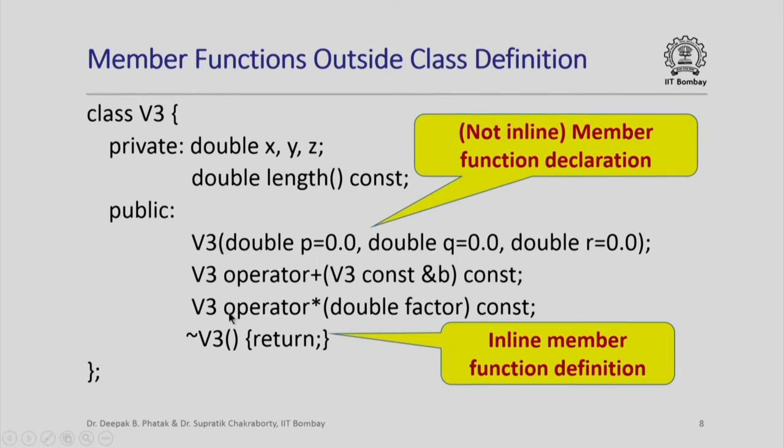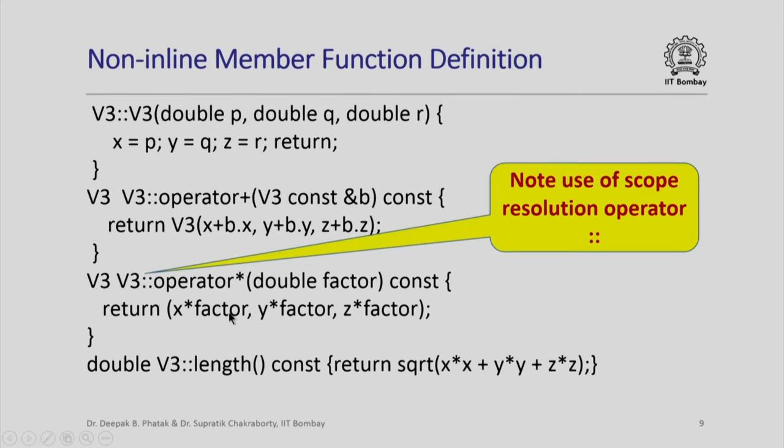Now, I have only declared these member functions here. Where am I going to define them? Well, I could define them outside the boundaries of the class definition, outside the opening and closing braces of the class definition, perhaps in the same file or perhaps even in a different file which can be included later on along with the file that contains the class definition. Now, when I am defining these non-inline member functions outside the boundaries of the class definition, there is a particular protocol, there is a particular convention that I have to follow, and that convention is written here. I of course have to write the name of the member function.